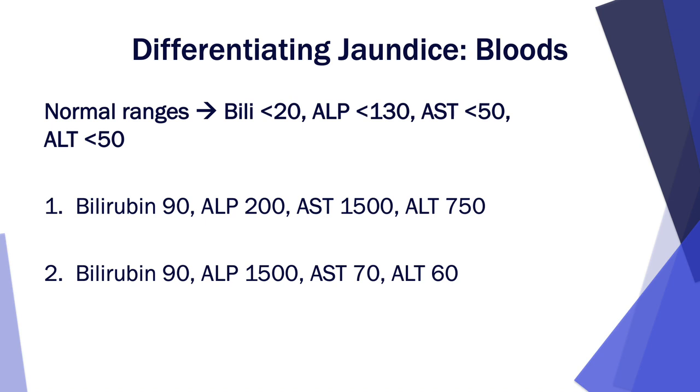Now, here are 2 example questions for you to see if you can differentiate between the different types of jaundice using the bloods. In patient number 1, we have a raised bilirubin, a raised ALP, a particularly raised AST and a particularly raised ALT. Then in number 2, we have a raised bilirubin again, a markedly raised ALP, and a slightly raised AST and ALT. So just take 30 seconds, jot down your answers, and then we'll go on to it.